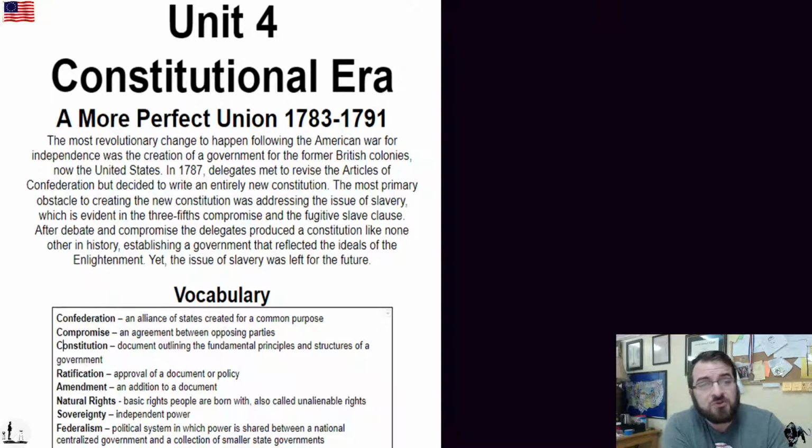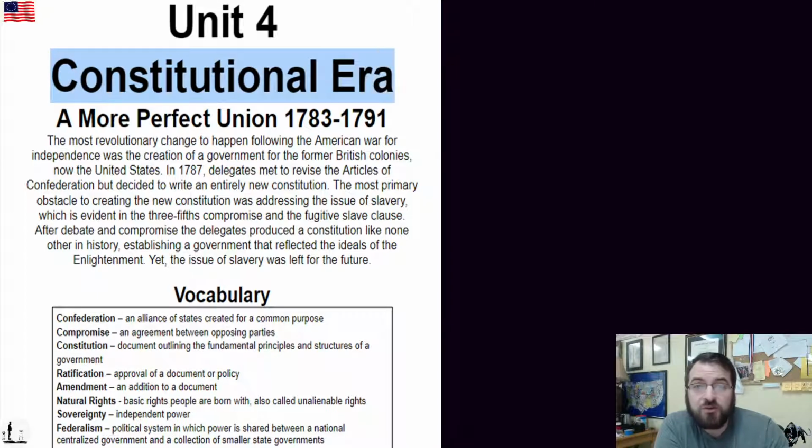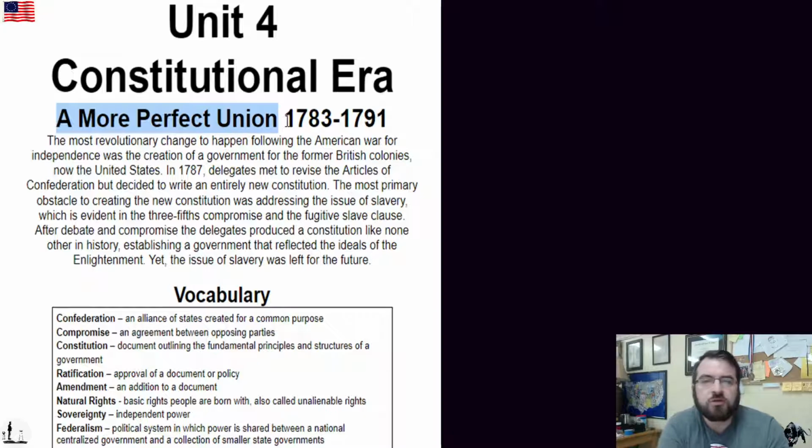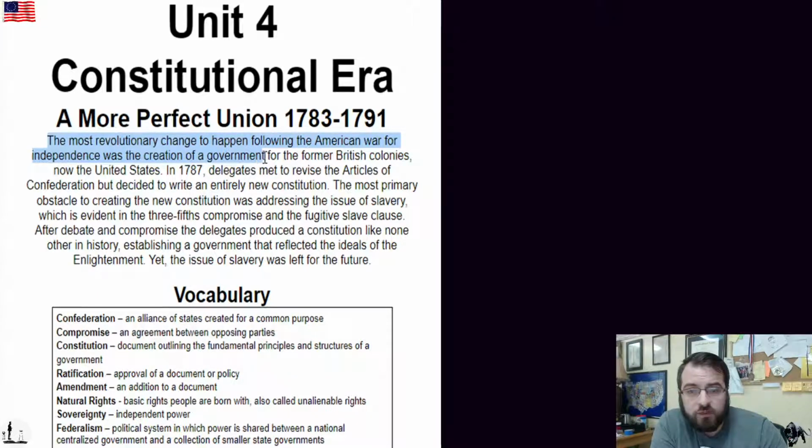All right, welcome to Unit 4, Constitutional Era. This is the constitutional era that we're going to be studying this time. It is a more perfect union, and this time period usually is considered to have taken place from 1783 to 1791. The most revolutionary change to happen following the American War for Independence was the creation of a government for the former British colonies, now known as the United States. So we are now getting to call our country the name of our country.